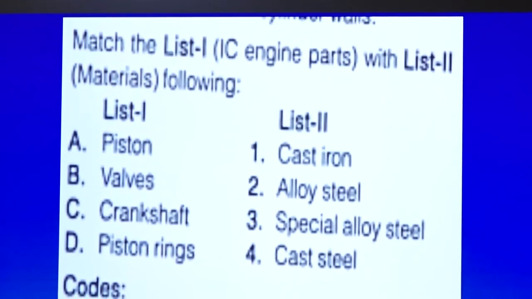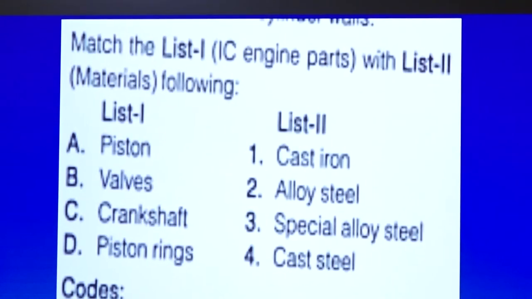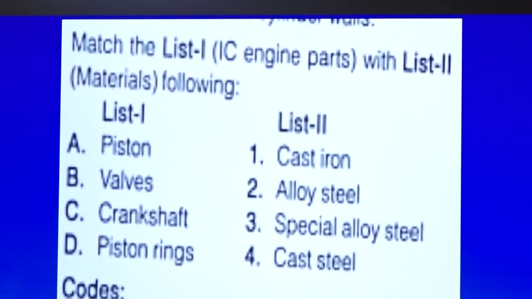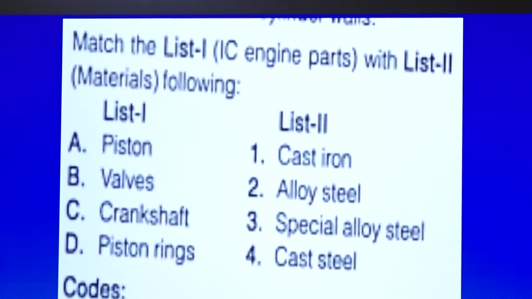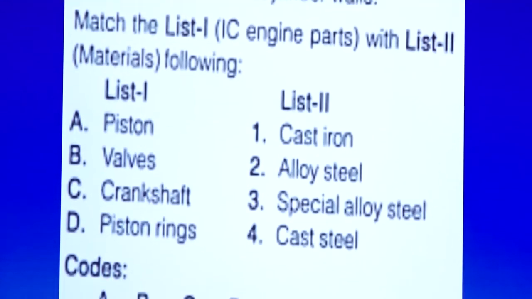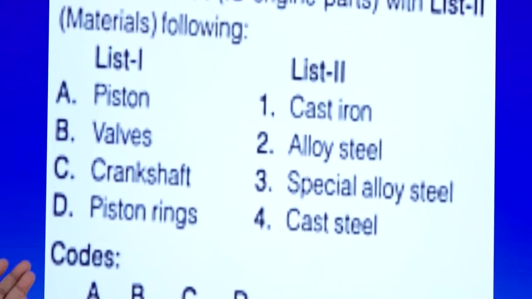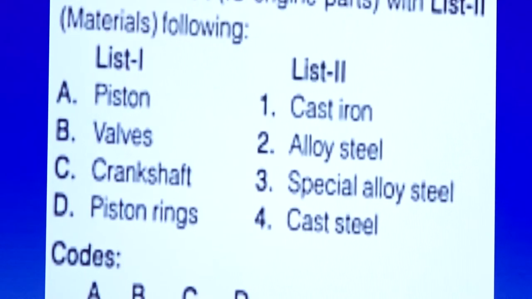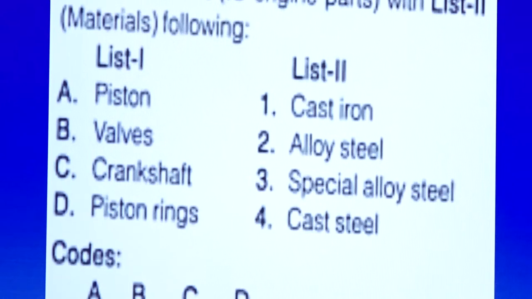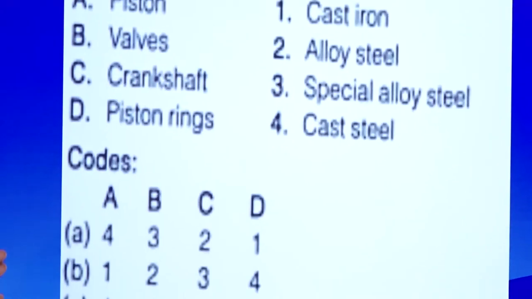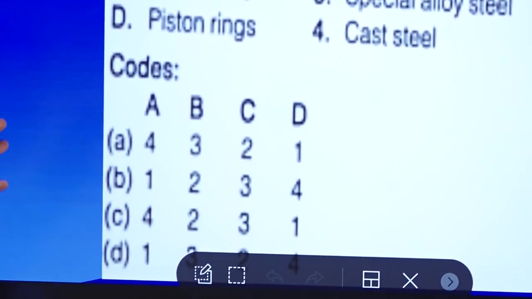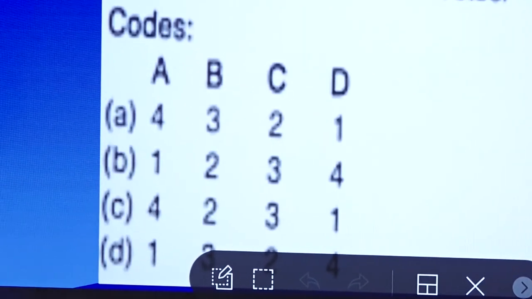Okay, so for example, a question is given to you. This type of question is asked in GATE. You can see here that piston, valves, crankshaft and piston rings are arranged in list 1, and the respective materials from which these are made are arranged in list 2. The codes are given to you, so you have to match these and find the exact answer.